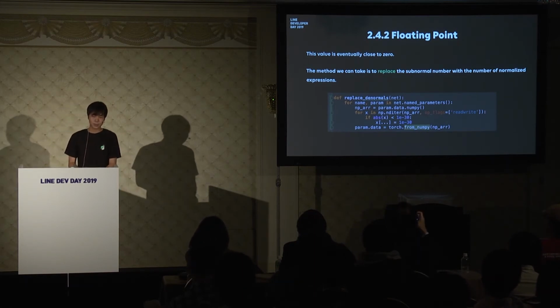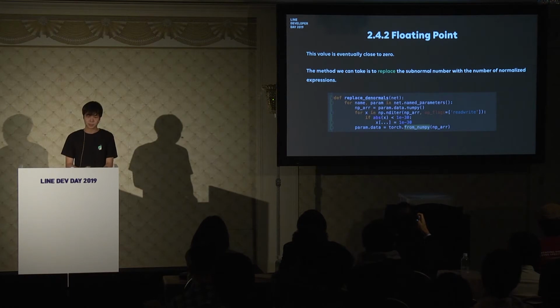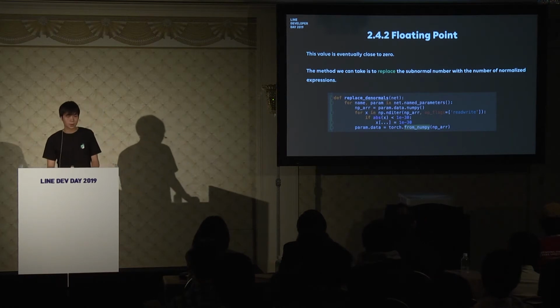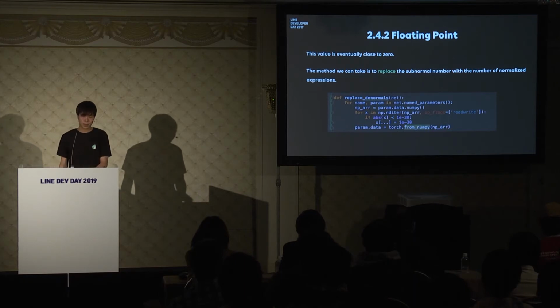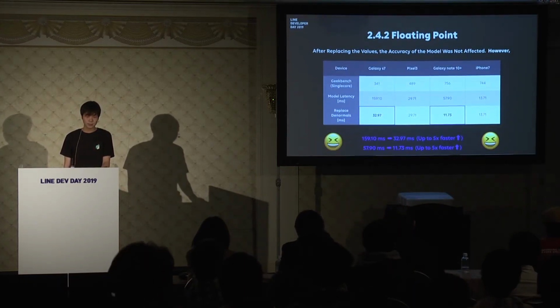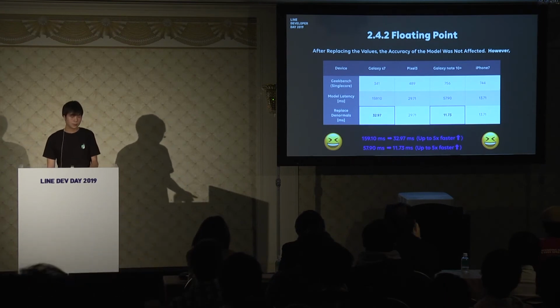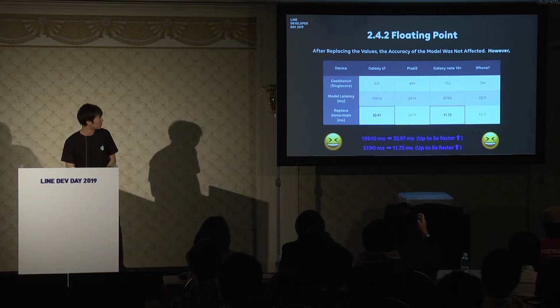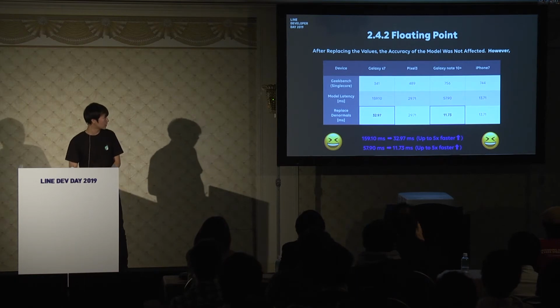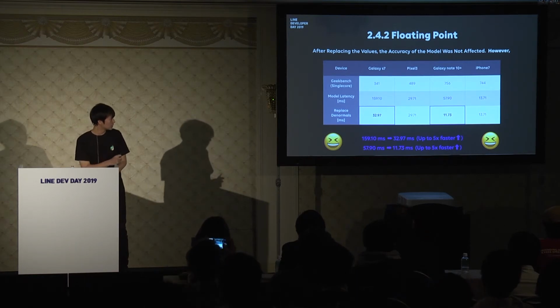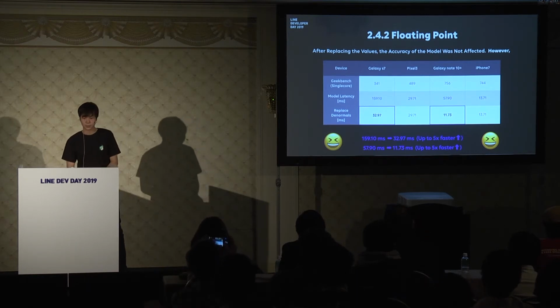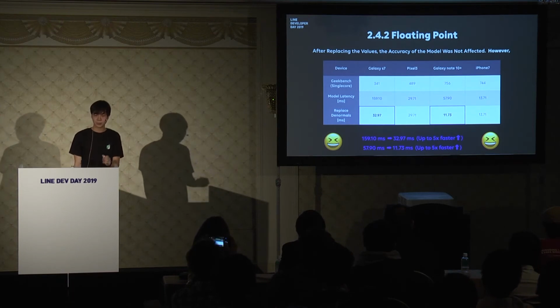Since this value is eventually close to 0, the method we can take is to replace the subnormal number with a normalized expression. This is the code that we used to convert the subnormal numbers to normalized expression. After applying this floating point change, the accuracy of the model was not affected, however, the speed is 5 times faster than before, so it's a huge difference.